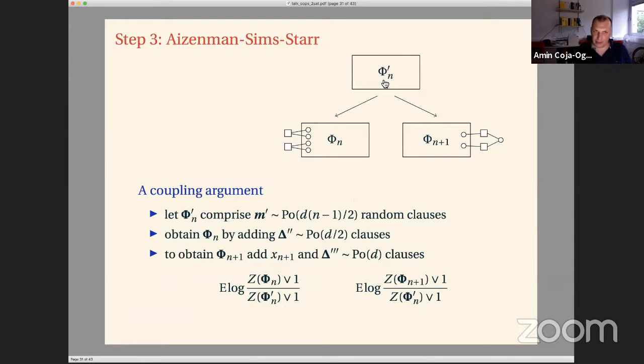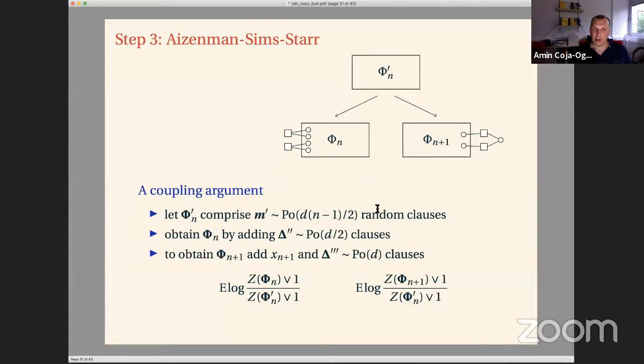So starting from this formula phi n prime here in the middle, we are going to construct phi n on the one side and phi n plus 1, the random formula with n plus 1 variables, on the other side. To be precise, we are going to obtain phi n by simply adding in the missing Poisson d over 2 random clauses. So we will supplement Poisson d over 2 clauses to turn phi n prime into phi n. And on the other side, we are going to add one variable, xn plus 1, and Poisson d adjacent clauses that link this new variable with the bulk of the random formula, with phi n prime.